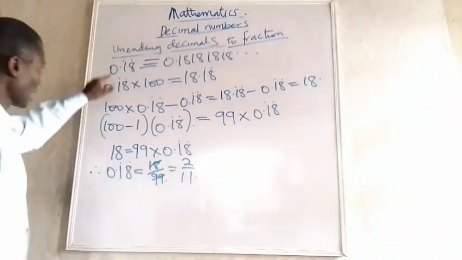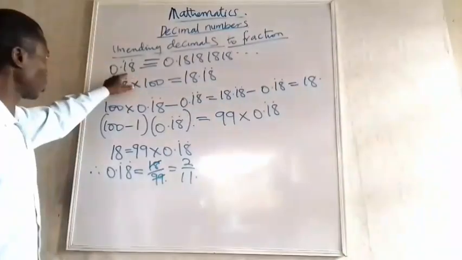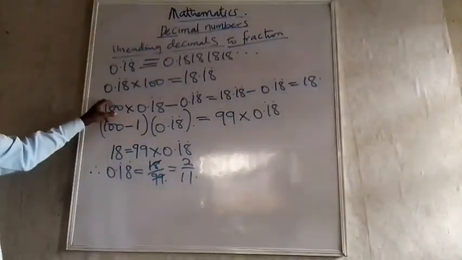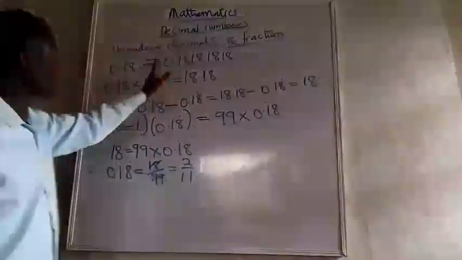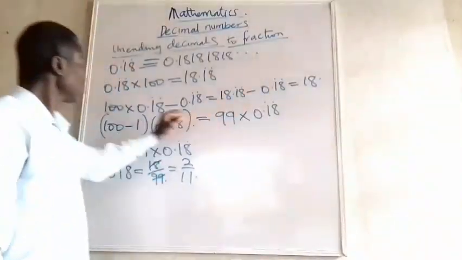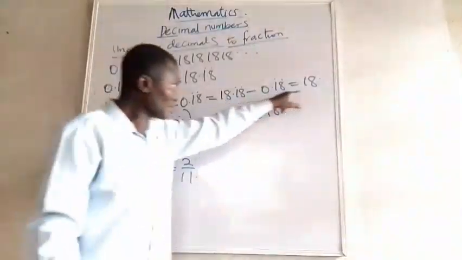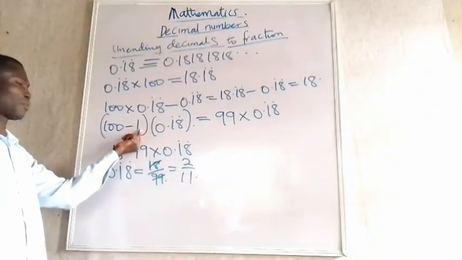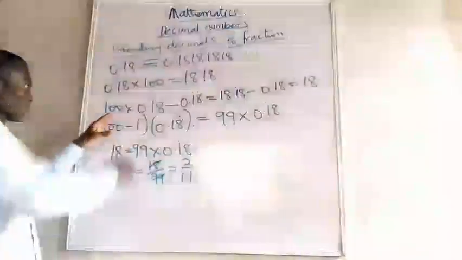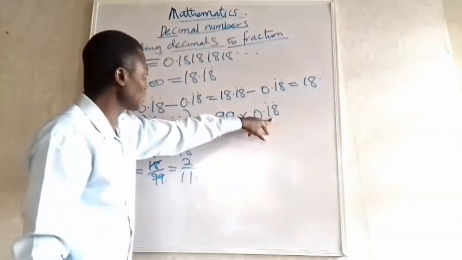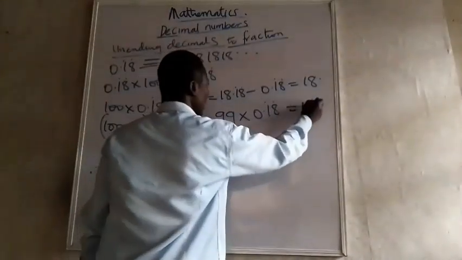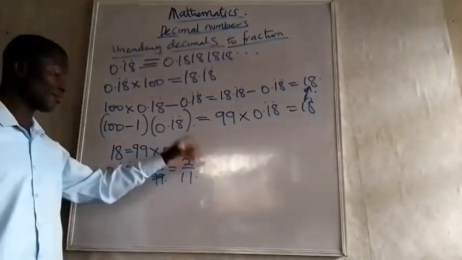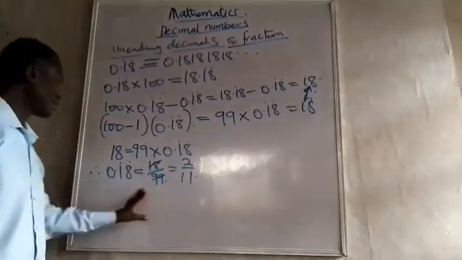Please take note. I initially multiplied by 100 because this one is 2 numbers. So I have this. Afterwards, to eliminate this part, I subtracted it. But when you consider this, it is by multiplying with 99. So you see, factorizing gives me 99 times this one, and this one is equal to 18. So I have 18 equal to 99 times this. At the end of the day, it gives me this.